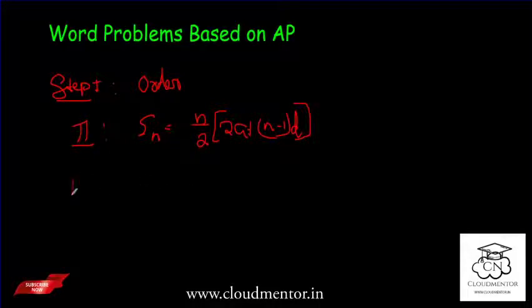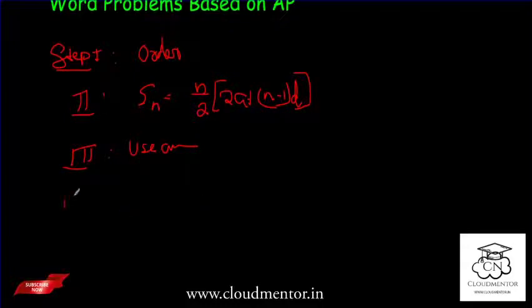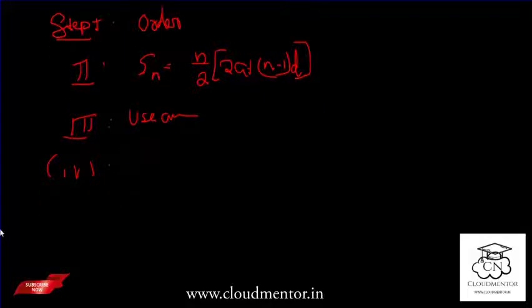And step three is to use another condition if it is given. And the fourth step is to simplify the relations and get the result. That's it. So let's take one problem as an example.